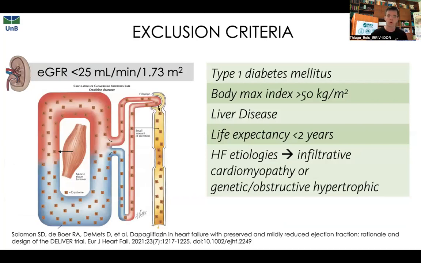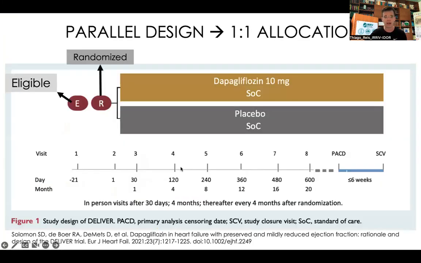Exclusion criteria were patients with a glomerular filtration rate below 25 mL per minute, patients with type 1 diabetes, reduced life expectancy, or some other etiologies of heart failure, such as cardiomyopathy or obstructive hypertrophy.